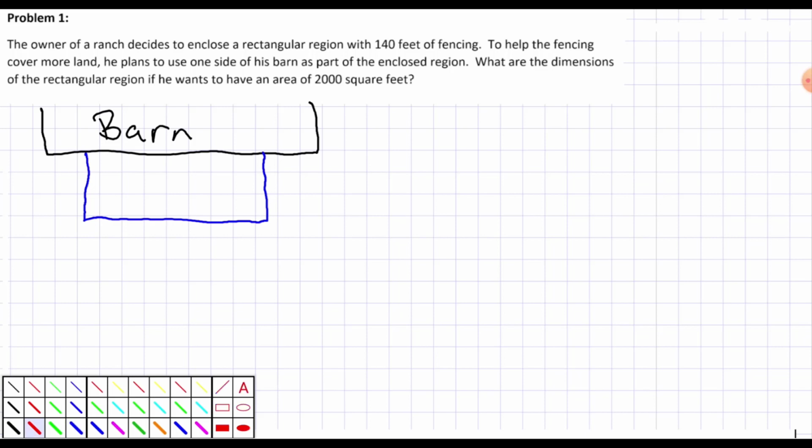As I'm reading this, let's see what we got here. The owner of a ranch decides to enclose a rectangular region with 140 feet of fencing. So we know this is important, and I'm going to write that down on the side: fencing equals 140 feet. To help the fencing cover more land, he plans to use one side of his barn. We got that already as part of the enclosed region. What are the dimensions of the rectangular region?